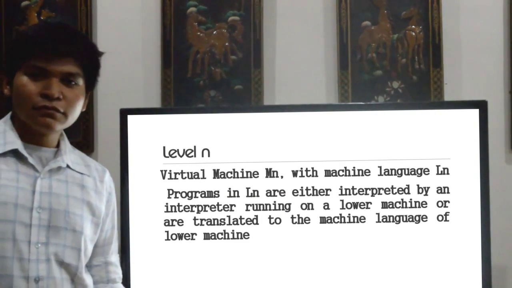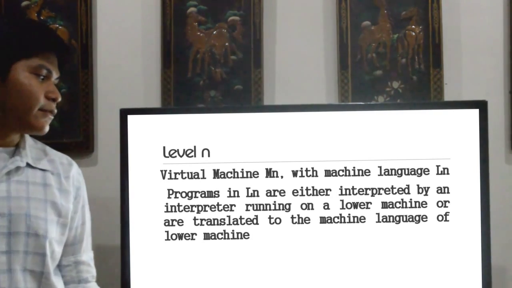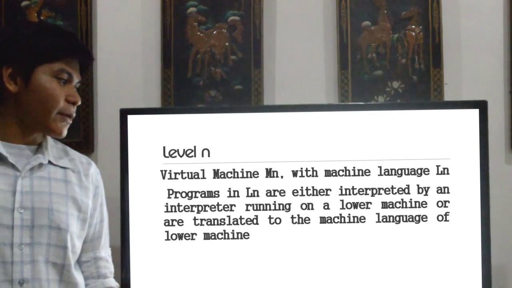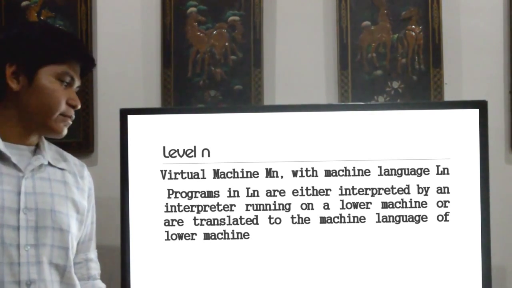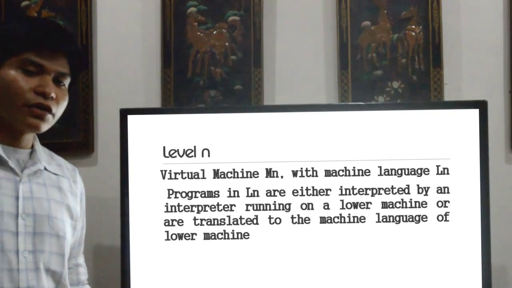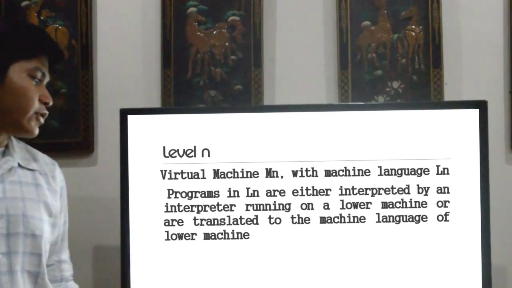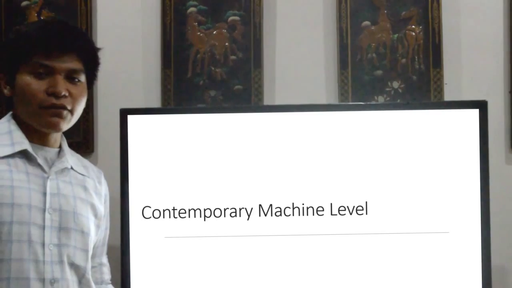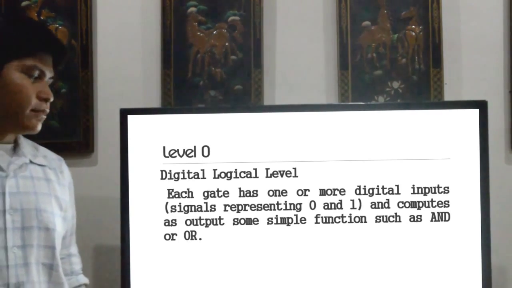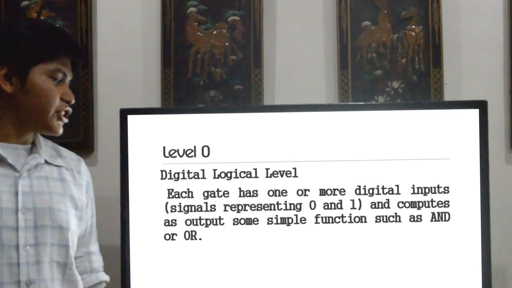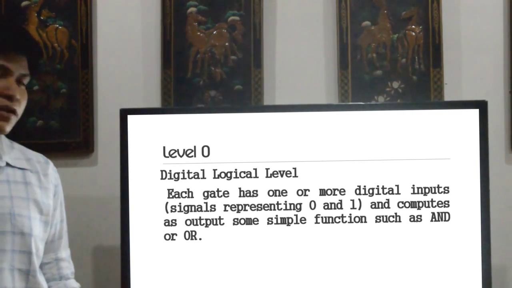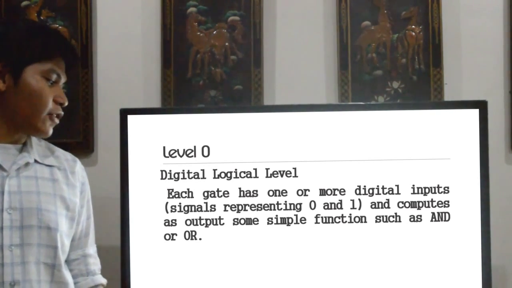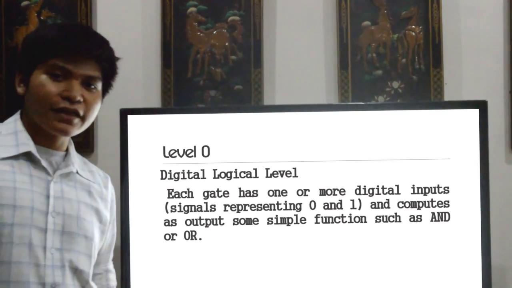Level N, virtual machine MN with machine language LN. Programs in LN are either interpreted by an interpreter running on a lower machine or translated to the machine language of the lower machine. Contemporary multi-level machines. Digital logic level. Each gate has one or more digital inputs which represent signals representing zeros and ones, and computes as output some simple functions such as AND or OR.